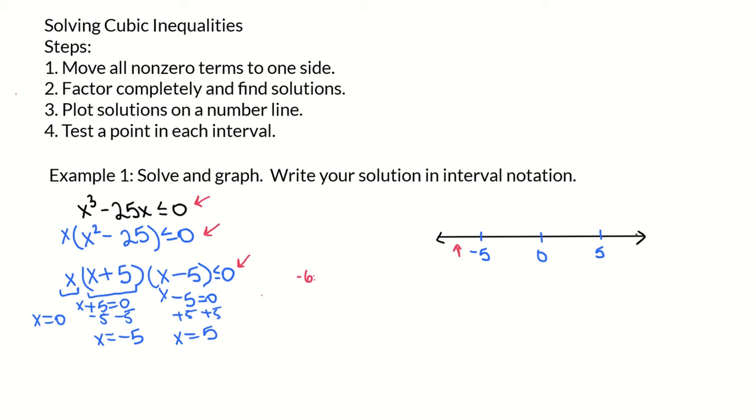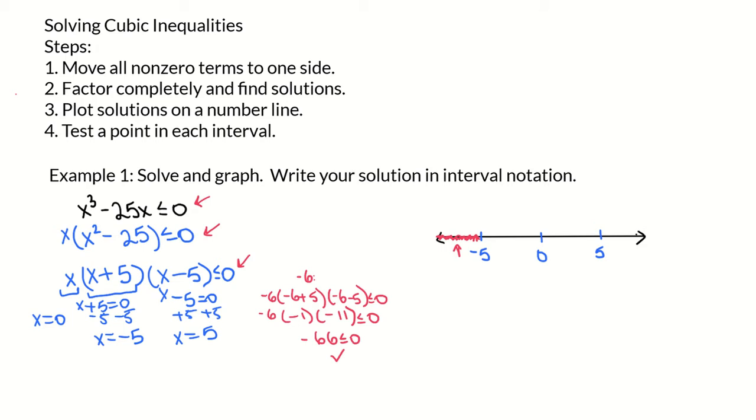So that would be plugging in negative 6 for x. We'd get negative 6 times negative 6 plus 5 times negative 6 minus 5. We want to know if that's less than or equal to 0. That's negative 6 times negative 1 times negative 11. That is negative 66, which is indeed less than or equal to 0, which means that the interval containing negative 6 is part of our solution set.